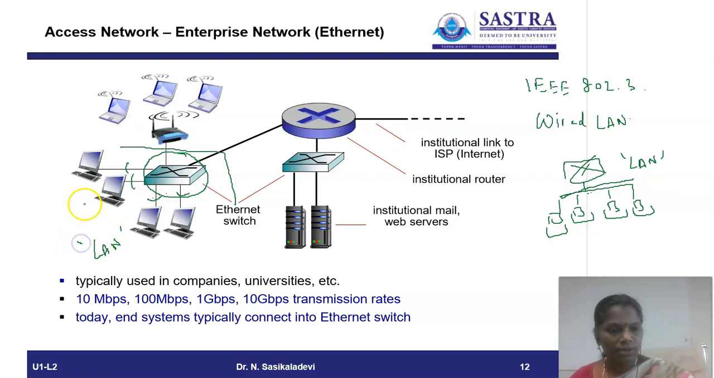What is the purpose of a local area network? This computer can send and receive data to this computer. This computer can send and receive data to this computer. One of the computers may be the printer. So see, this one might be replaced by a printer.